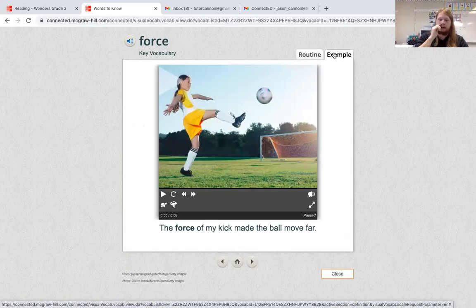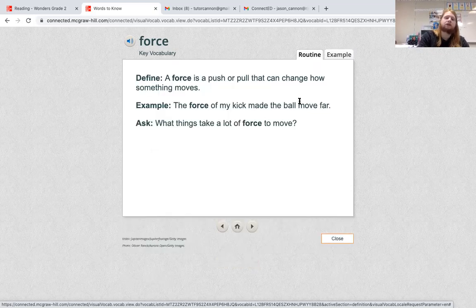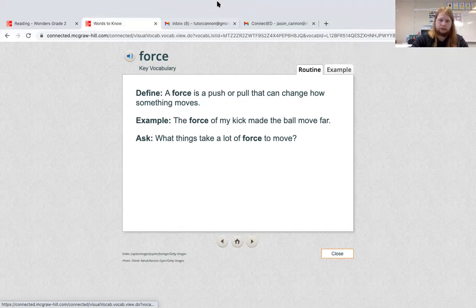Force. The force of my kick made the ball move far. A force is a push or pull that can change how something moves. So I want to give you an example of that. Okay, let's look at me. I have this paper clip, right? If I don't give it a lot of force, I can make it hop a little bit, right? Well, if I give it more force, I can make it go up. I can make it touch the ceiling.